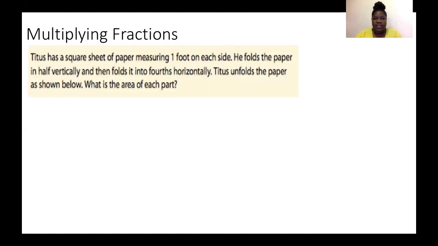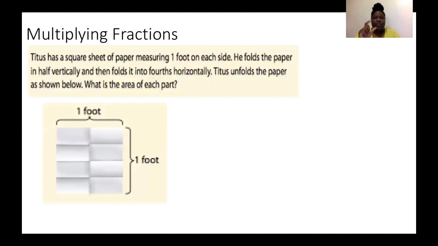My key here is that vertical means going up and down, horizontal is going across. And it's asking me for each part. Each means one piece. So here it shows that he folded it in half, and I have 1/2 on this side and 1/2 on this side. And then when I look going across, he has 4 rows.